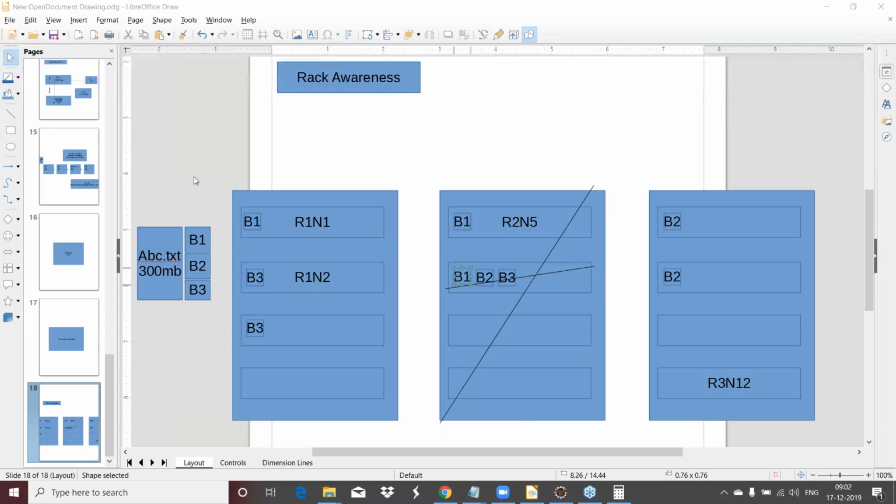This is very important. In case we lose a rack, that data is available, but does Hadoop have any mechanism that will maintain it? I have already talked about it. Are the racks interconnected with each other? Obviously, yes. They are interconnected.